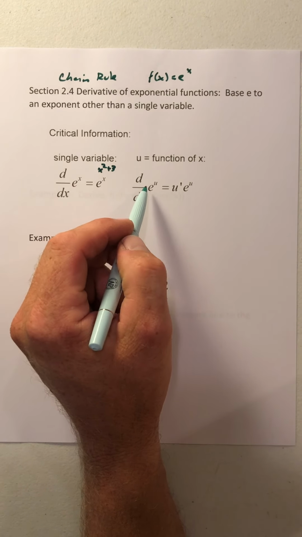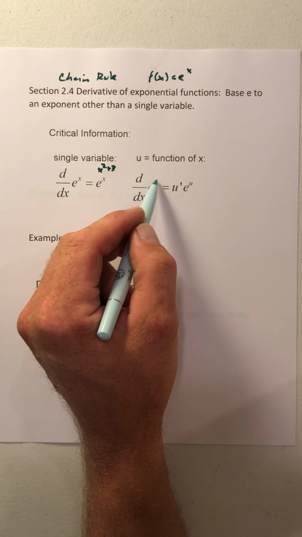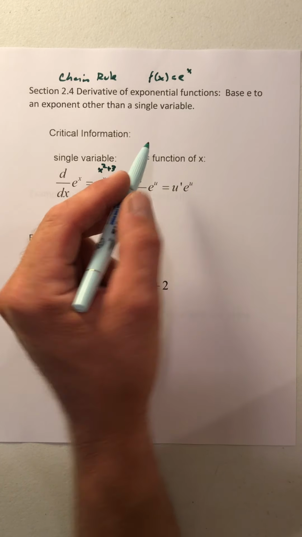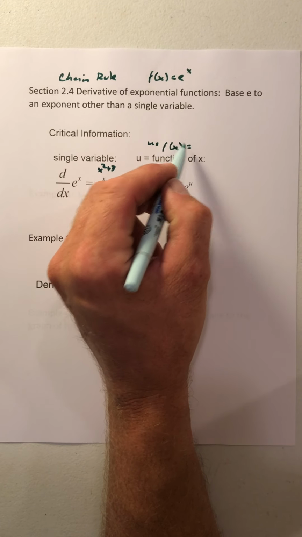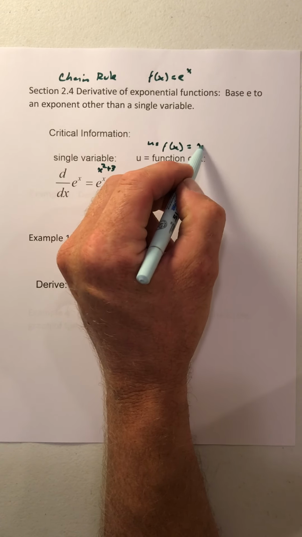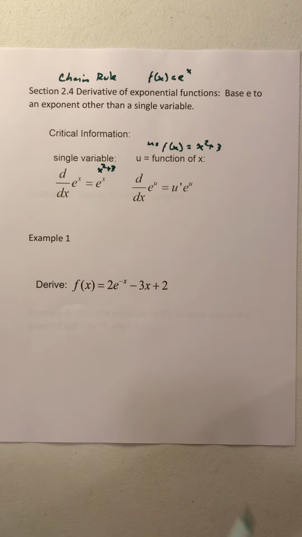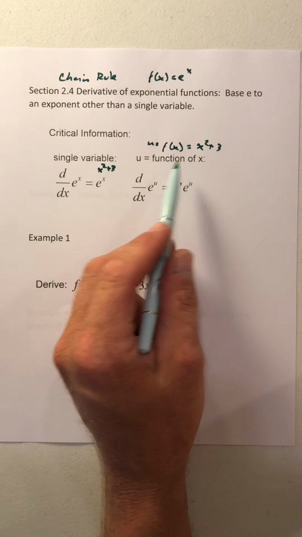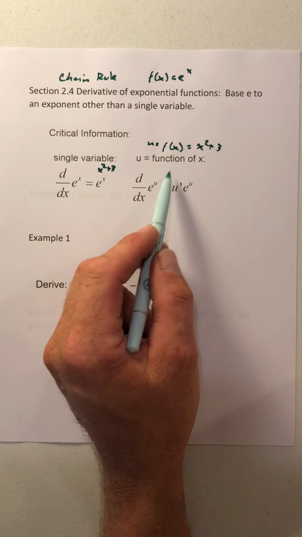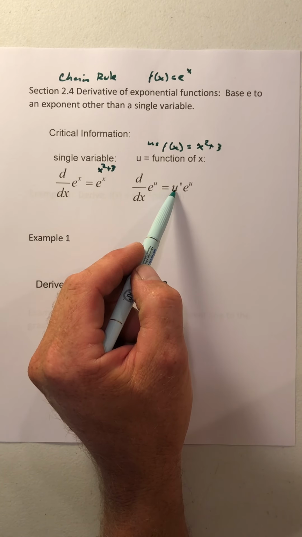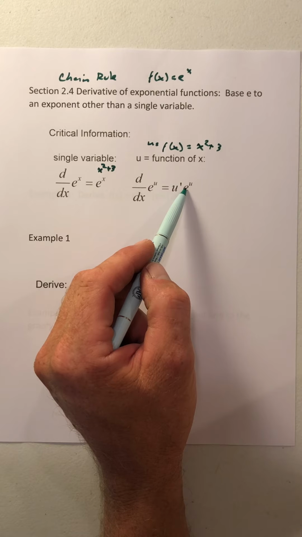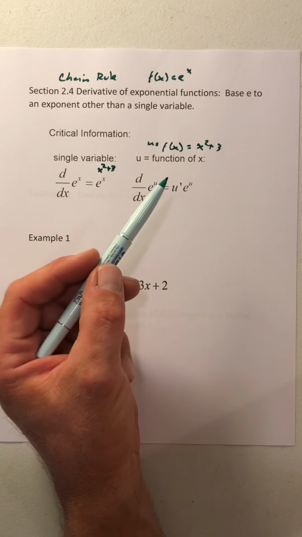So the derivative, or d dx of e to the u, where u is a function of x. So this is going to be, say, u equals f of x equals this x squared plus 3 that we were talking about. So how do we find that derivative? Well, again, we're going to take the derivative of that exponent, bring it to the front, and then multiply that by e to that same exponent.